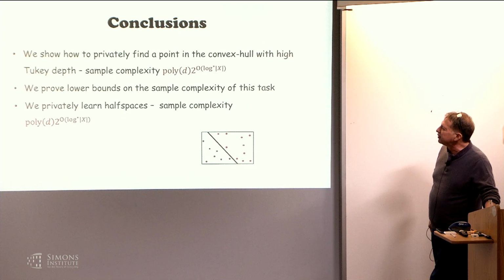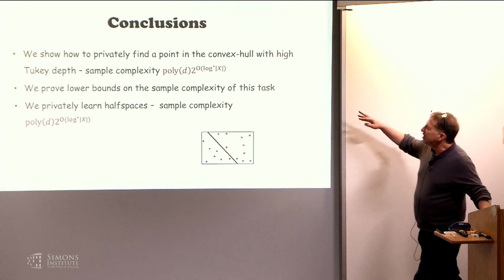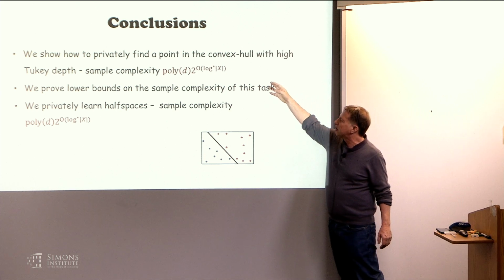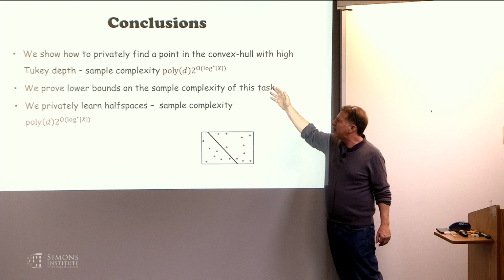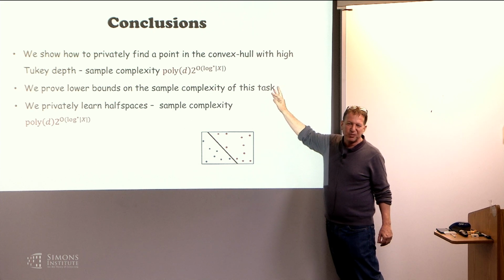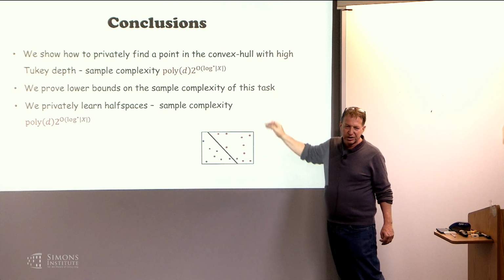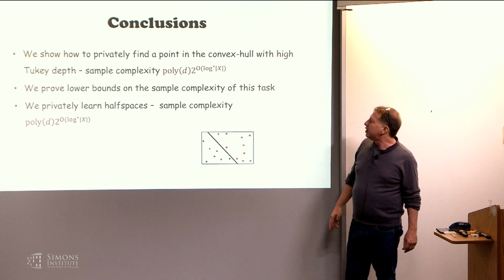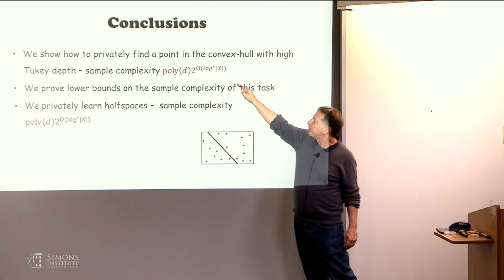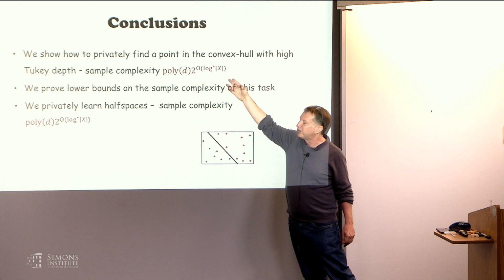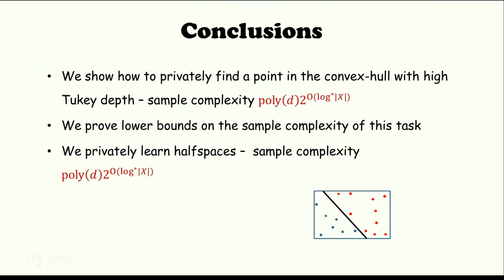As I said, we have poly d times 2 to the log star. We have similar lower bounds. The open problem is to improve the dependency on d. The lower bound for this case is d plus log star. Can we improve it from d to the 2.5 to d? And if we improve the complexity of this problem, we will improve the complexity of our learning algorithm.